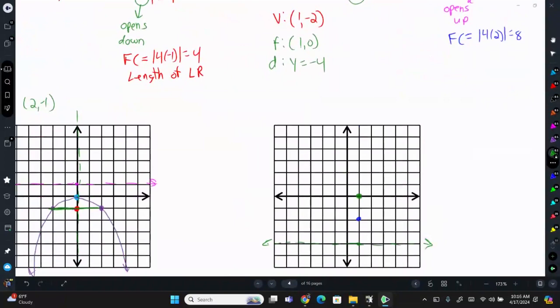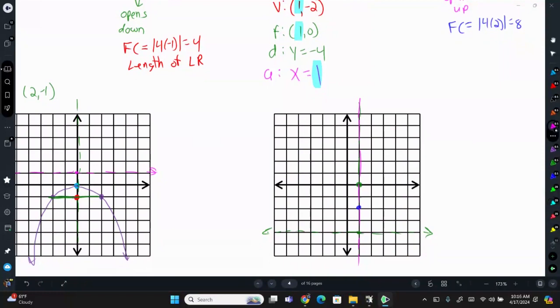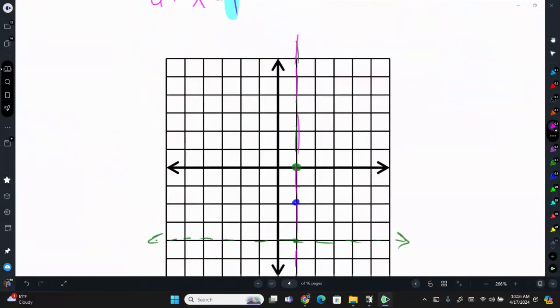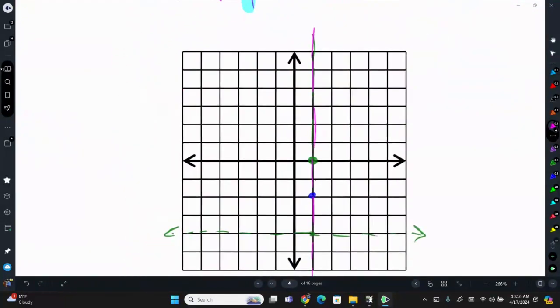And then my axis goes through the focus and vertex. So the axis is x = 1. Because notice how the x-coordinate of the vertex, when it's vertical, when it's opening up or down, all that aligns. Now our 2 other points, our p-value is 2, which means our latus rectum is 8. So from our focus, we're going to go left 4, 1, 2, 3, 4, and right 4, 1, 2, 3, 4. So then we will connect those.